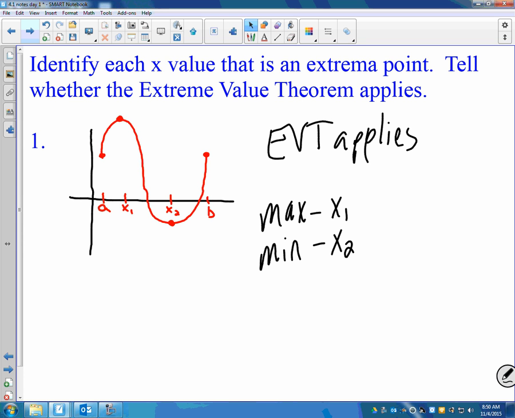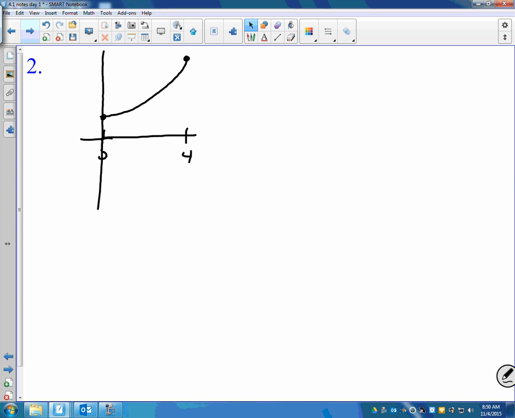If we did list local extrema points, would A and B count as local extrema points? Because A is lower than the points around it, B is higher than the points around it. That's a nice graph, right? That's supposed to say 0. I don't really know why I wrote that, but does the extreme value theorem apply? Check.